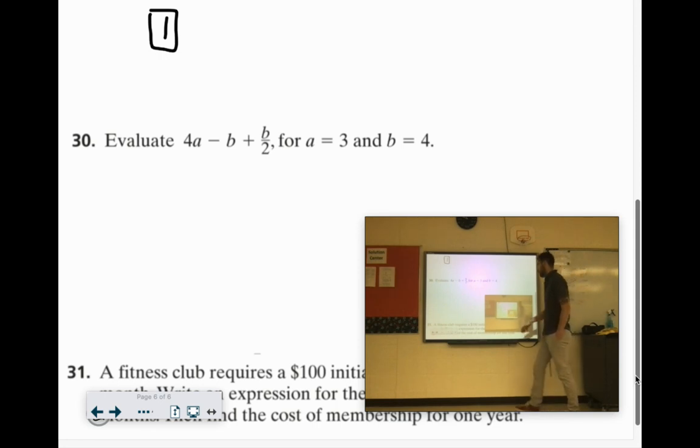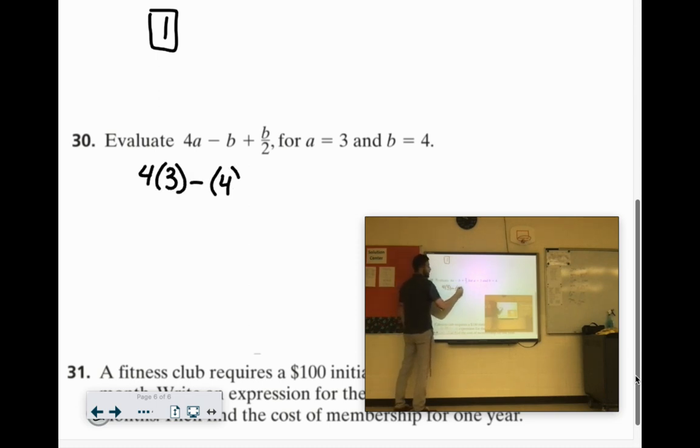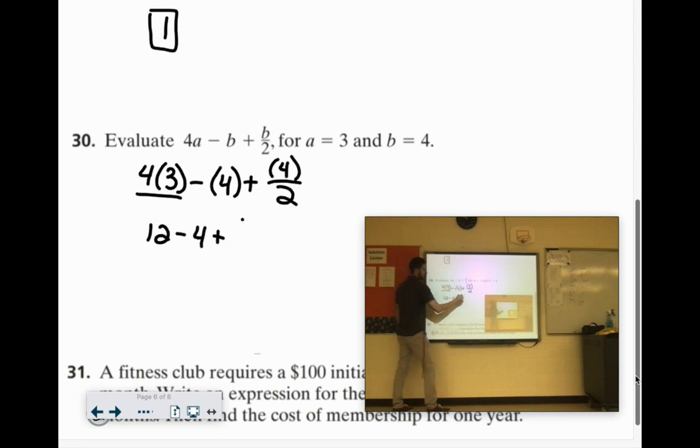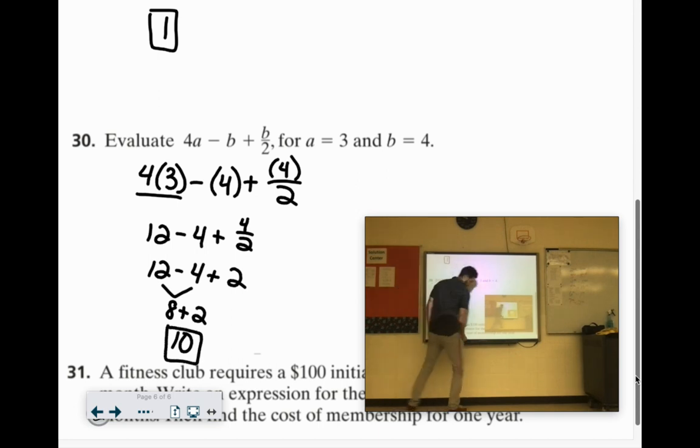Wow, we got a big evaluating one. All right, so 4a minus b plus b over 2. Okay, we have multiplication here. 4 times 3 is 12 minus 4 plus 4 over 2. See the division there. 4 over 2 is 2. 12 minus 4 plus 2. Then it's addition and subtraction, so left to right. 12 minus 4 is 8. Plus 2 is 10.